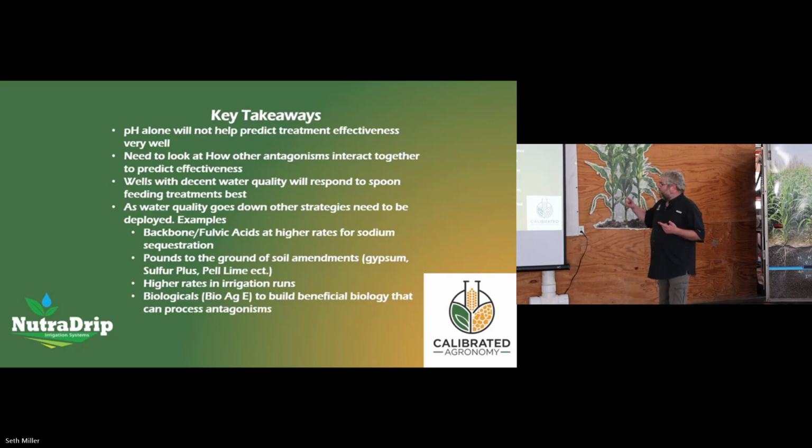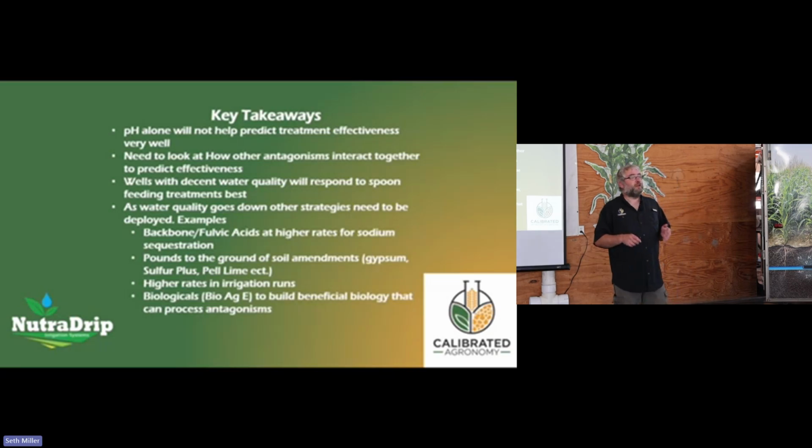Backbone was one of the Calibrated Agronomy's products. It's a carbon product, fulvic acids. We've found we can use those to help sequester sodium, for instance. So maybe we're using some acidification amendments, but maybe we would need to spend more money on a carbon product because of that. Sometimes we'll get into situations where we need to amend the water, but also need to put pounds on the ground and work on soil remediation with things like Pelline, gypsum, calcium sulfate, and some of these other products, so we can get calcium up there.